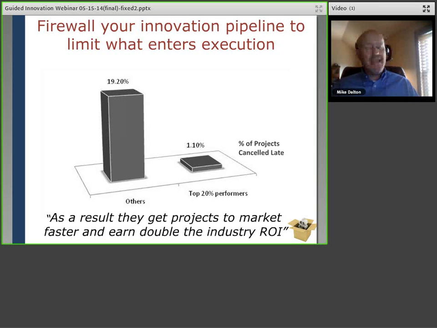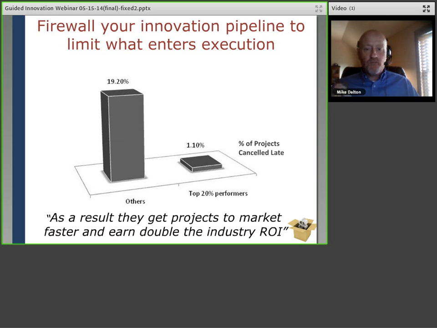industry canceling almost 20% of projects after they've gotten engineering resources. Whereas if you look at the top 20% of performers, they're only canceling about 1% of projects after they've gotten use of constrained resources. Now, the key thing here is that both start with the same number of projects and cancel the same number of projects.